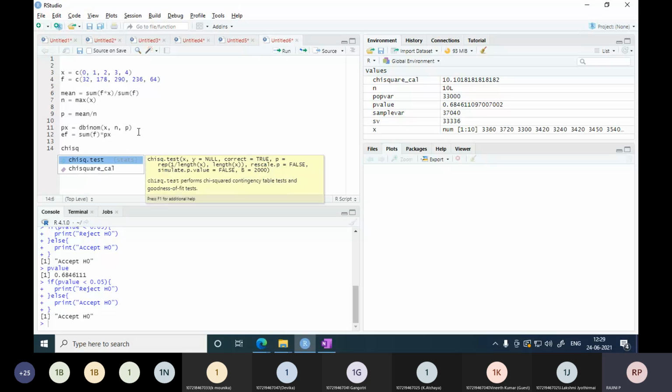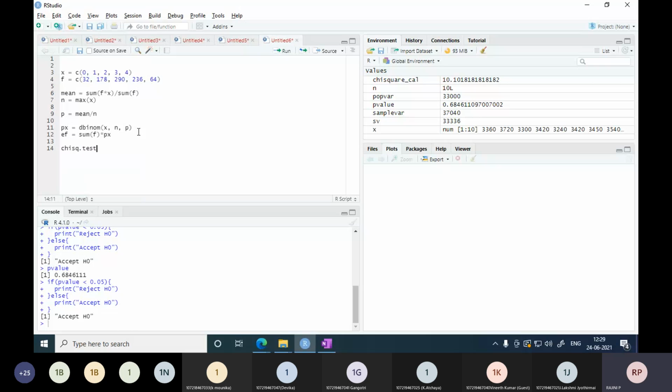chisq.test, chi-square dot test. Open the bracket and give, first, the observed frequency, that is f, comma, the expected frequency, that is EF. Okay, did you understand? Yes, ma'am. Yeah, please run this now.